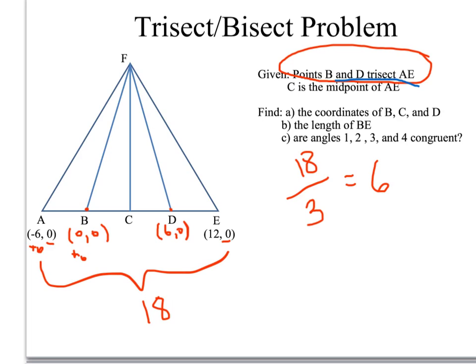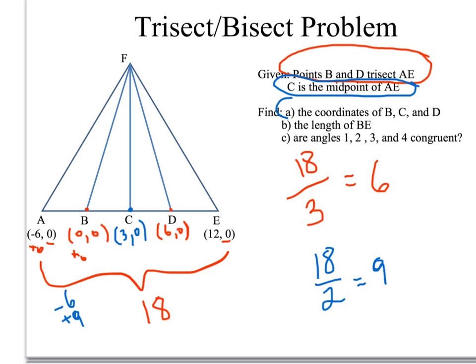Next up, C is the midpoint of AE. C, which I'm marking on my diagram, is the exact middle point of AE. And we know the distance from A to E is 18. If I cut that in half, we know it's 9 units from A to C. So if I take -6 plus 9, my coordinate C is going to be 3, 0. And what you've noticed, we've just answered part A to our question. Find the coordinates of B, C, and D. You can see those listed.